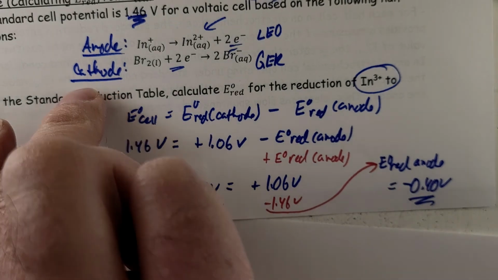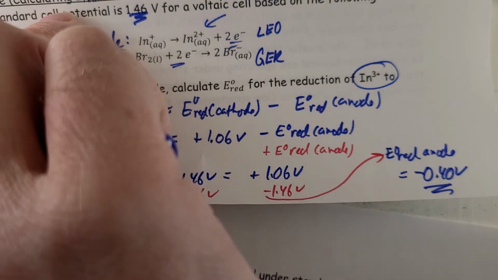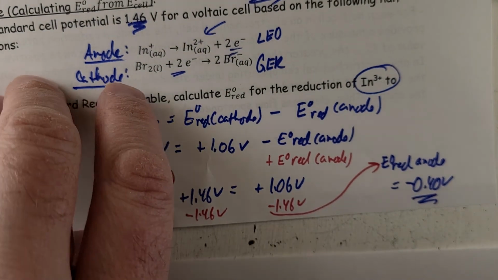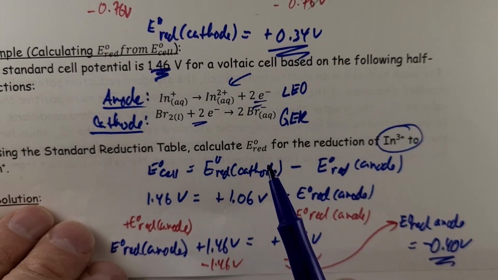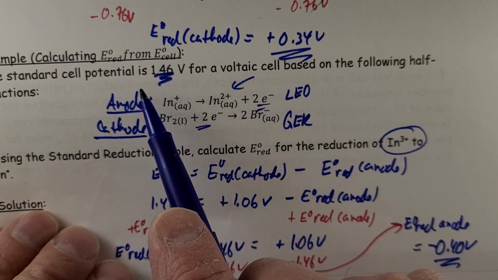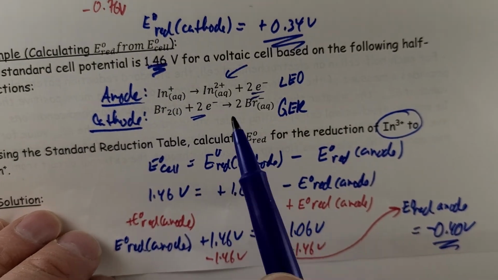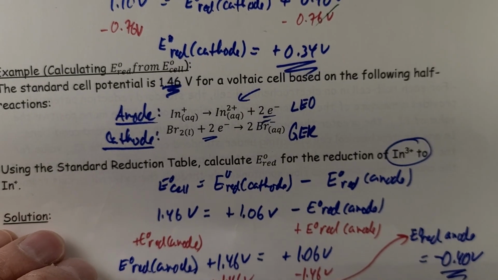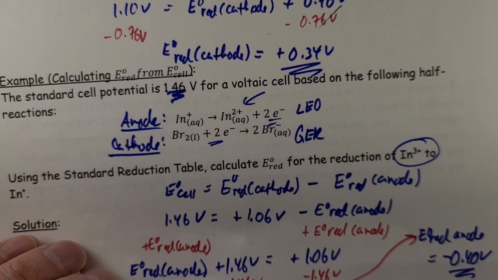All right, so that is how we do that. We use those reduction potentials from the previous side to work that out. The key thing is identifying what you're given. If you're given the E potential for the cell, then you're looking for the E potential of one of the half reactions. All right, so we'll come back and we'll look at part 3 in a bit.